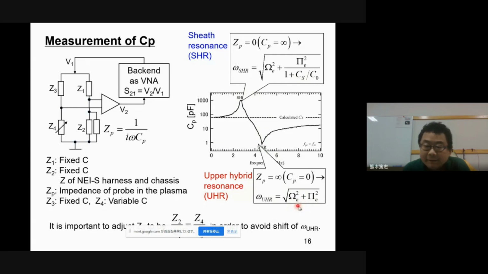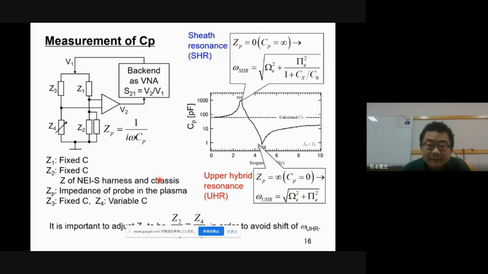And cyclotron frequency can be determined by the magnetic field model or observation by the magnetometer. So we can determine the cyclotron frequency. By using the upper hybrid resonance frequency, the frequency at CP minimum, you can determine the plasma frequency, and by using the plasma frequency, you can determine the electron number density from this observation.